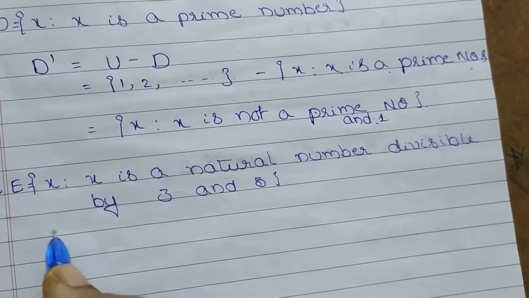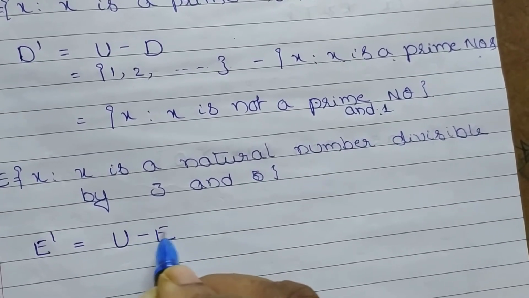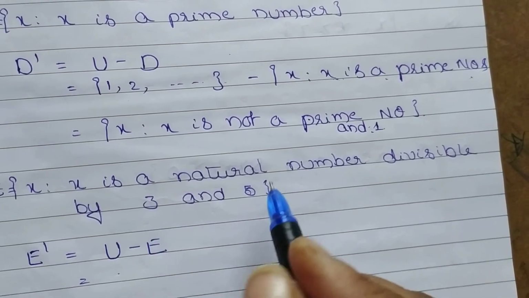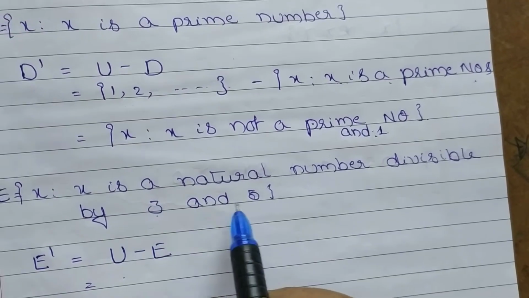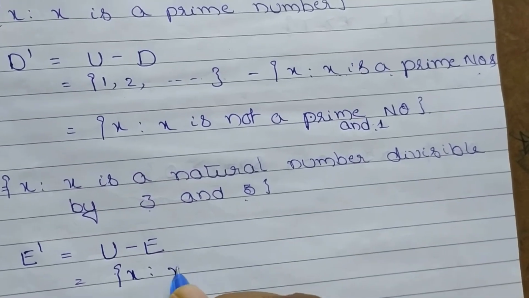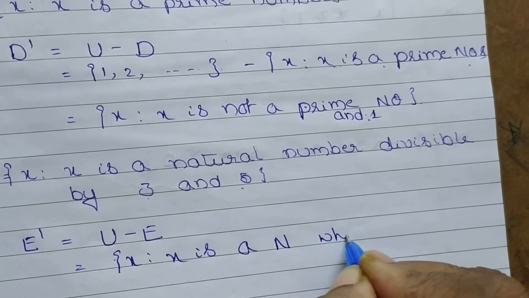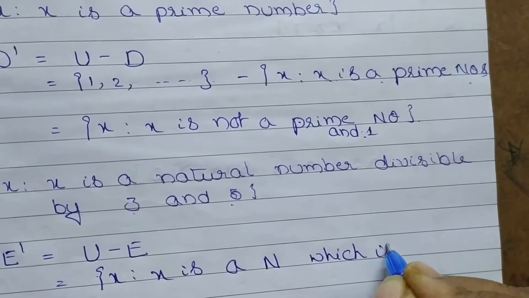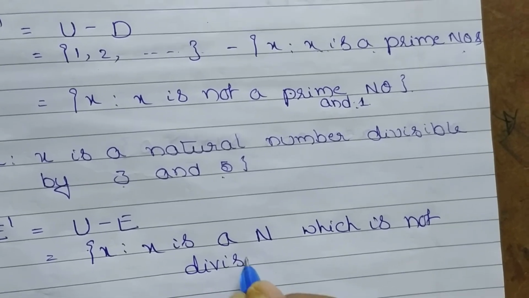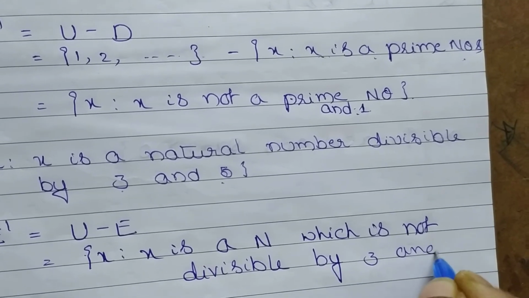So, if I want the complement of this, what will I be getting? Universal set minus E. That means x is the set of natural numbers. From that, I should remove all the numbers which are divisible by 3 and 5. So, what will I be getting? x such that x is a natural number which is not divisible by 3 and 5.